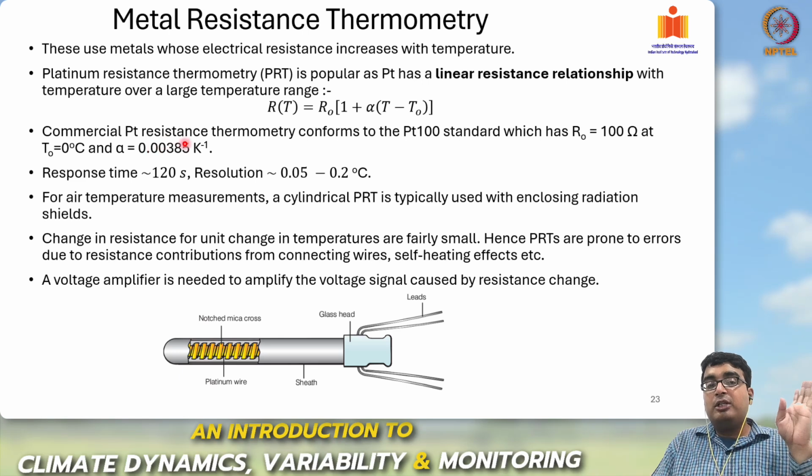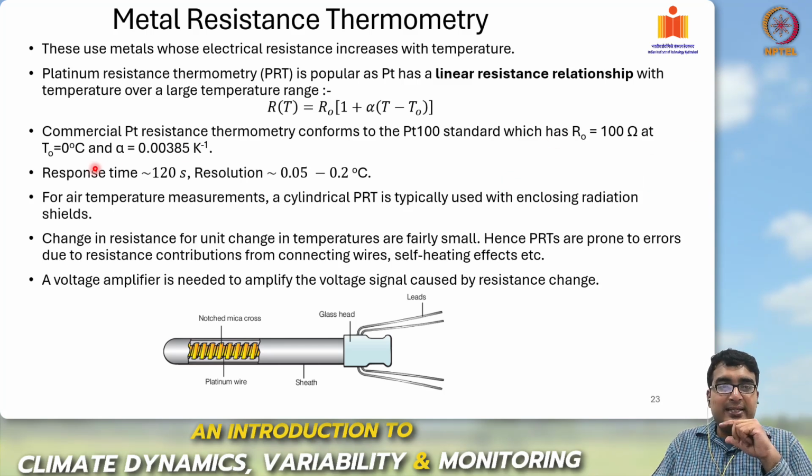where for a commercial platinum resistance thermometry we have something called the PT100 standard, which is a common standard for all of these platinum PRT devices, where R0 is 100 ohms at T0 0 degree centigrade and alpha is 0.00385 Kelvin inverse. So this is the alpha value. So the slope of this curve is 0.00385 per Kelvin, and the R0 value is 100 ohms and T0 is 0 degree centigrade. This is the PT100 standard. Note two things.